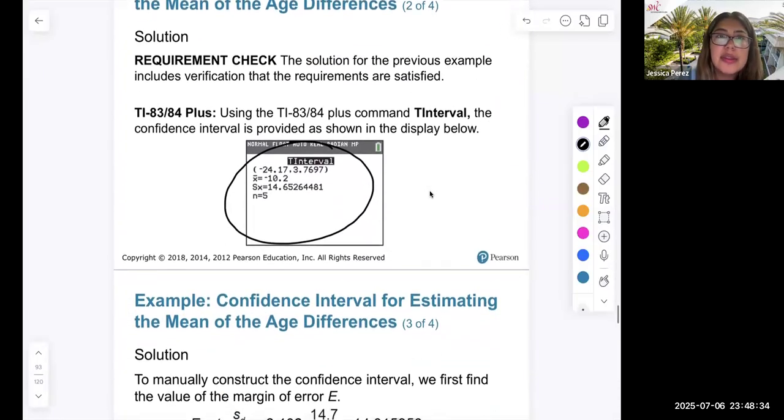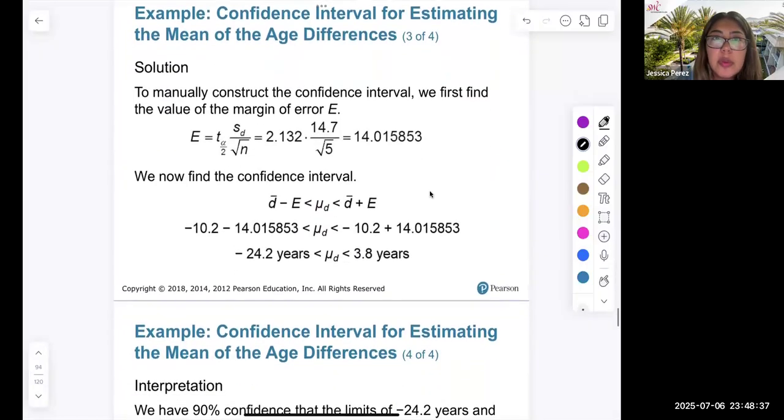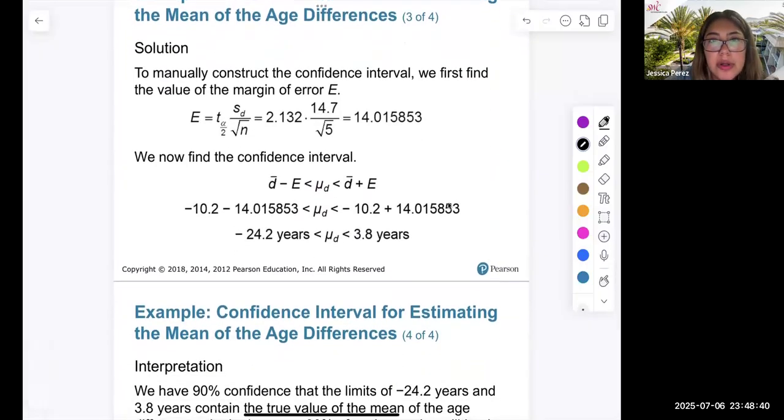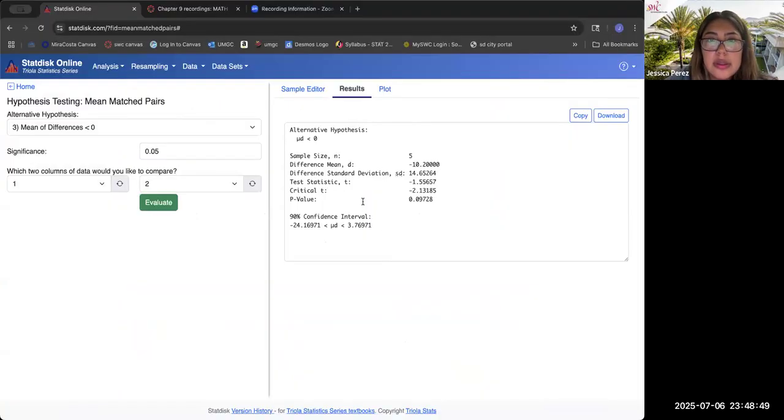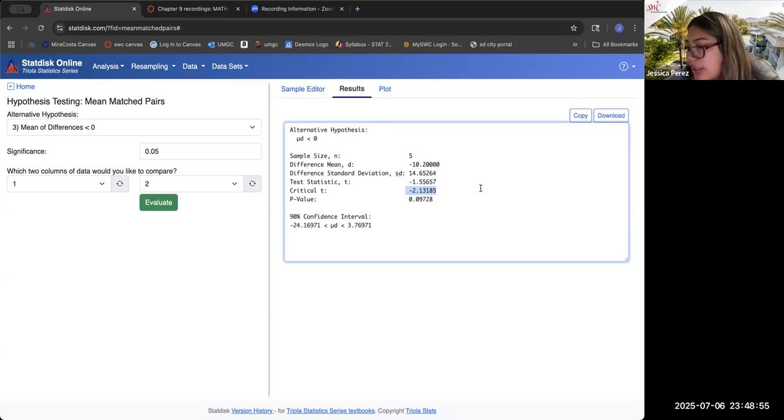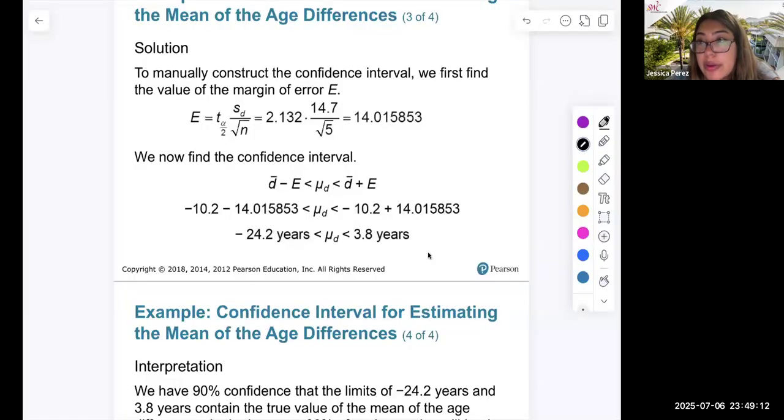Okay, this is using our TI-83 and TI-84. If you would want to manually compute the margin of error, you could. Remember, your T-score is given in StatDisk. So there's your critical T. You could have used your critical T, and then you would substitute the standard deviation right here, divided by the square root of n. You would just take the square root of 5 and then actually evaluate it. And that will give you your confidence interval. But we already knew what the confidence interval was, doing it manually and doing it using StatDisk or your calculator.